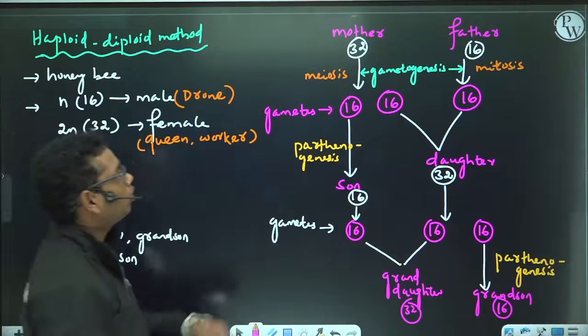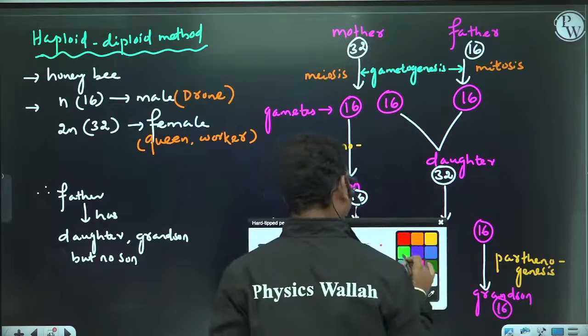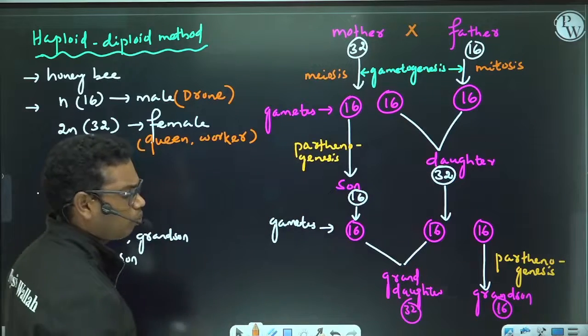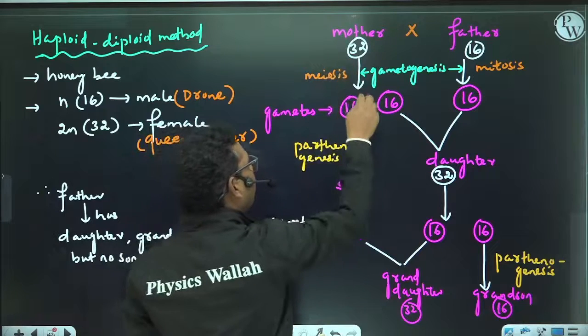Okay, so this is mother, this is father, and they are crossed with each other. They are mated with each other. So when they are mated with each other, they will produce gametes. The mother will produce gamete.